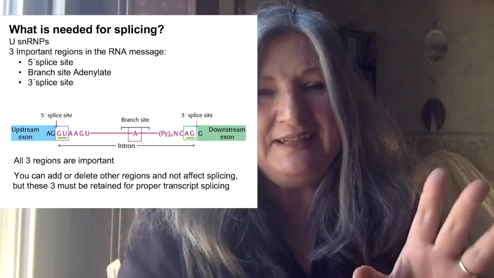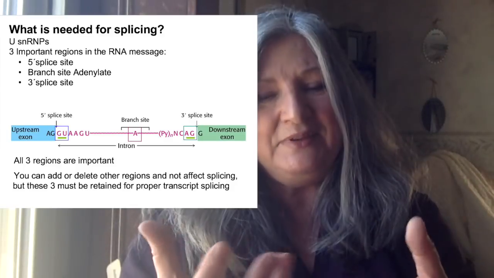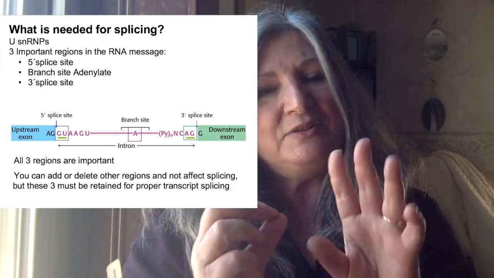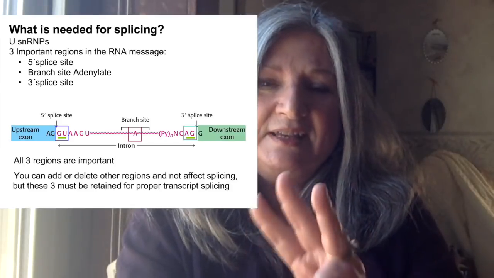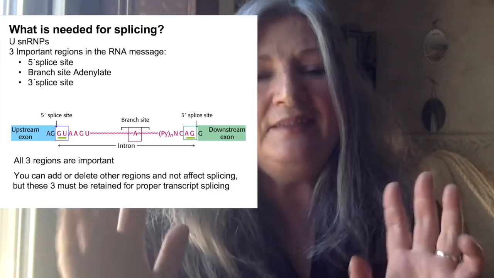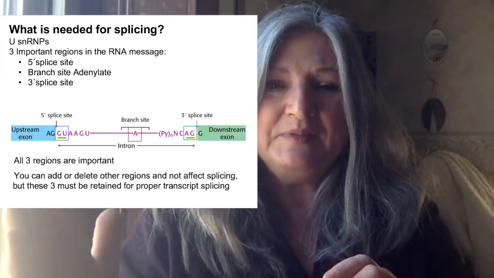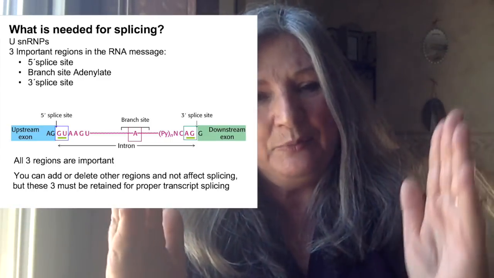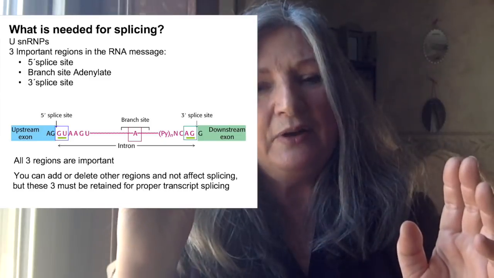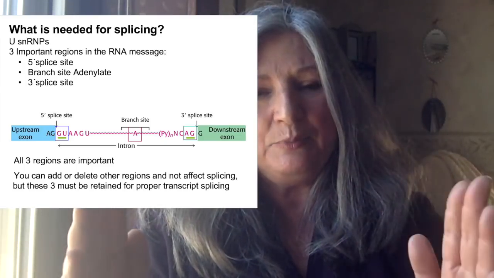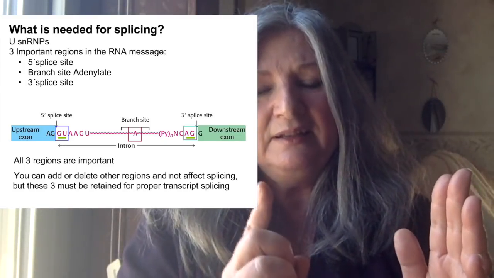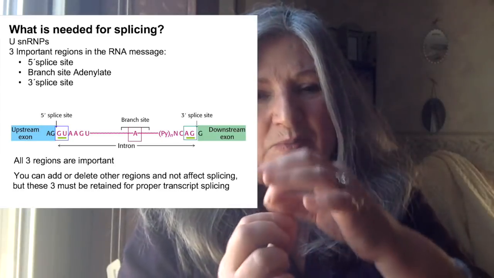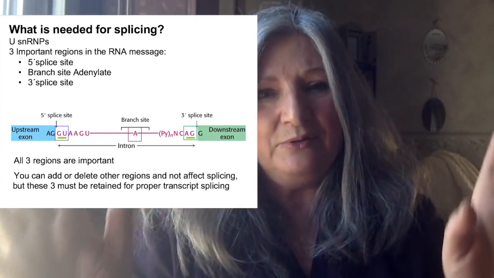So what do you need for splicing? You need the U-SNRPs, and you also need 3 specific regions in the RNA itself. These 3 regions are a 5' splice site, an adenylate branch site, and then a 3' splice site. So a 5' splice site, a 3' splice site, and then in the middle, an adenylate residue that's going to be really important for starting the whole thing going.